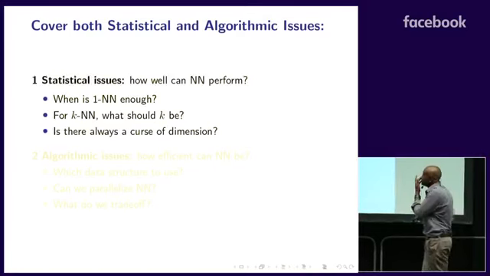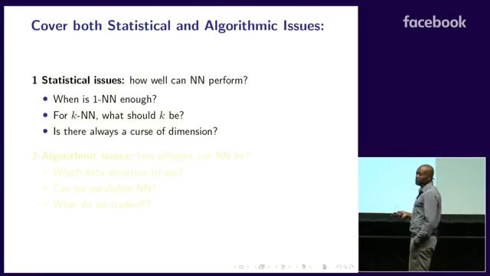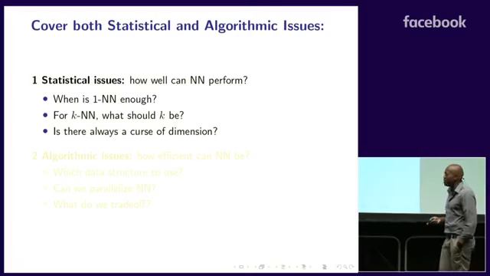The type of statistical issues we have to address are how well can nearest neighbor perform? And more precise questions are, when is one nearest neighbor enough? Or how many nearest neighbors should we use? What values of K should we use? Is there a curse of dimension? We've all heard that nearest neighbor incurs some sort of curse of dimension. Is there always a curse of dimension?